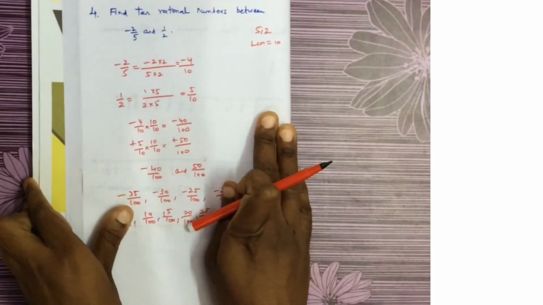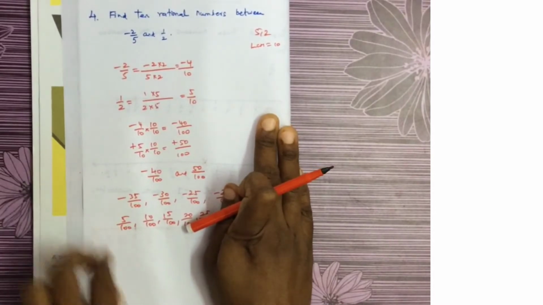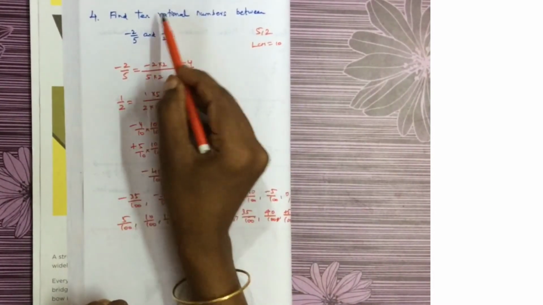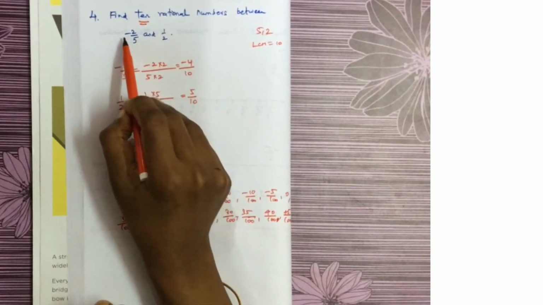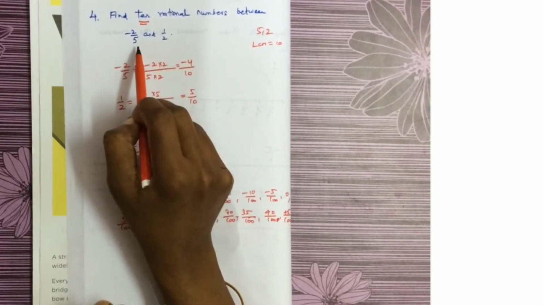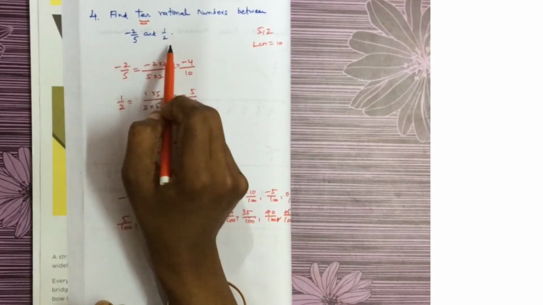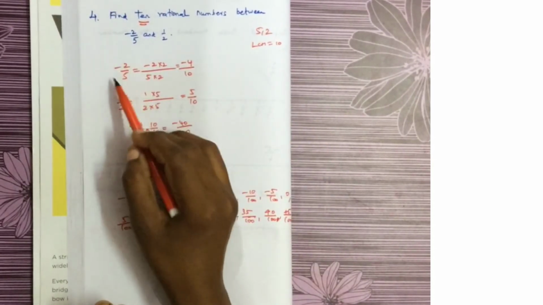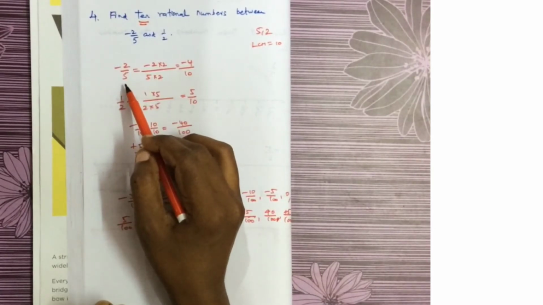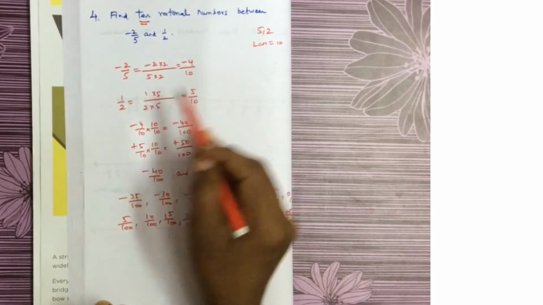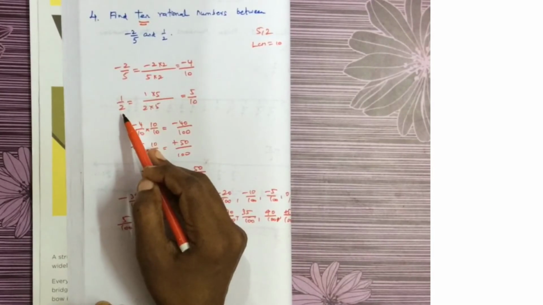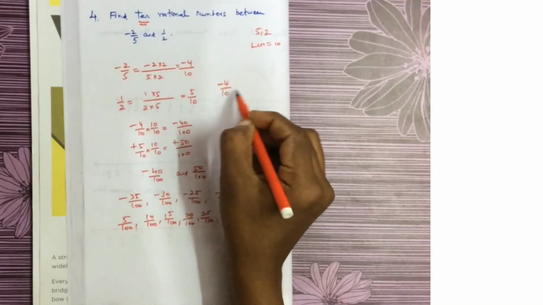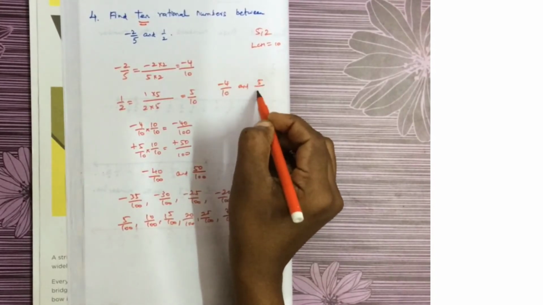The next problem is: find 10 rational numbers between -2/5 and 1/2. The denominators are 5 and 2, they are different. So taking the LCM, you will get 10. So -2/5 can be represented as -4/10 and 1/2 can be represented as 5/10. So this is -4/10 and this is 5/10.